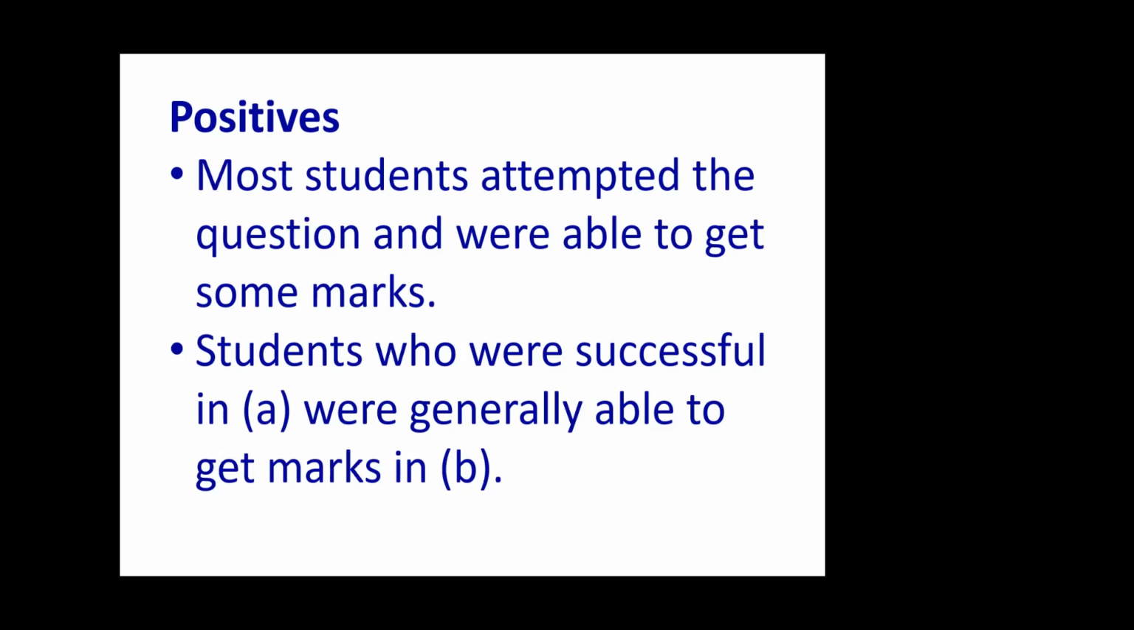Students who were successful in part A were generally able to get some marks in part B. So if they could get 2 marks in part A, they generally got at least 1 in part B. Some of them that forgot to do the subtraction in part A then did it in part B and used it successfully.